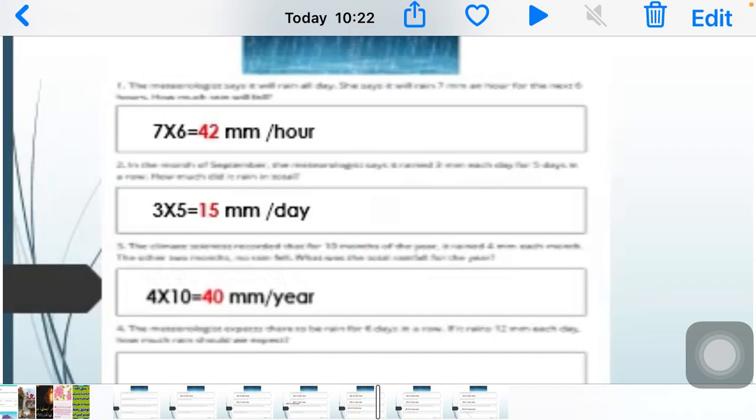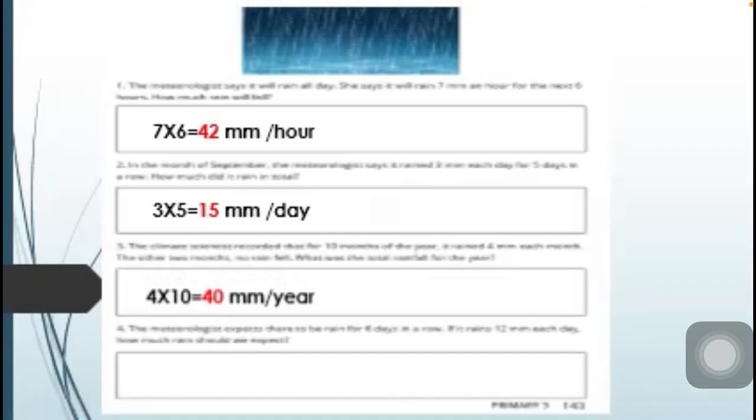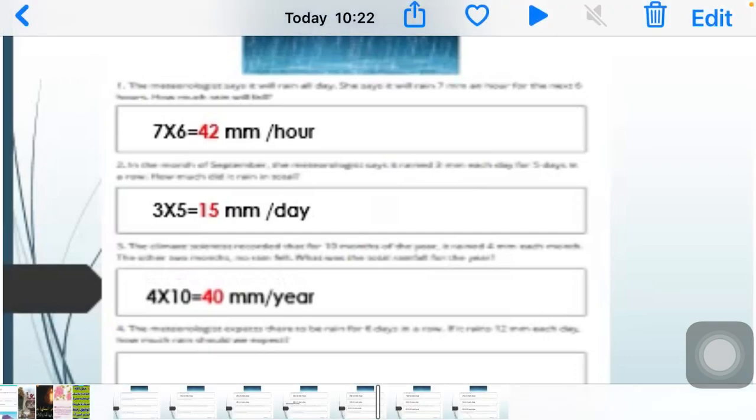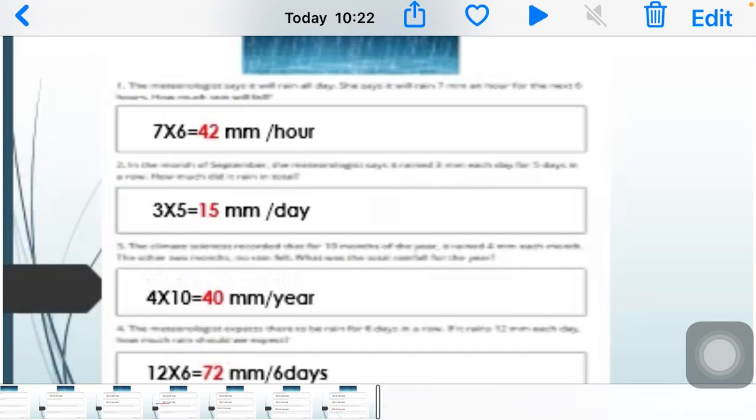How can we calculate it? Okay, use the multiplication strategies to calculate. What is the answer? Yes, we have to multiply number 12 by number 6 to give the result as this.